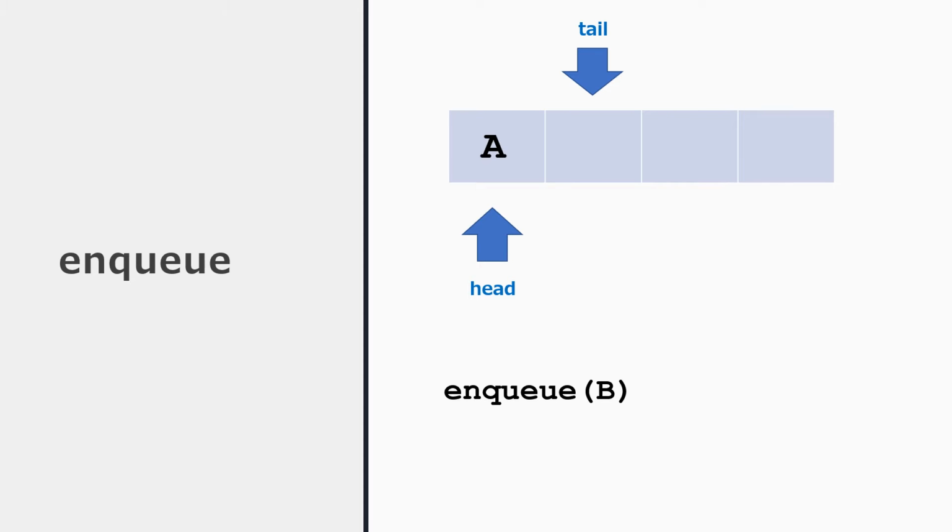Now let's enqueue another value, B. Enqueue adds values at the tail, so B is added at the tail pointer. And the tail pointer moves along by 1 to show the new tail of the queue.